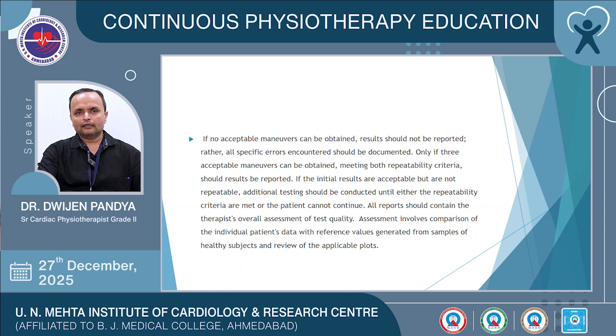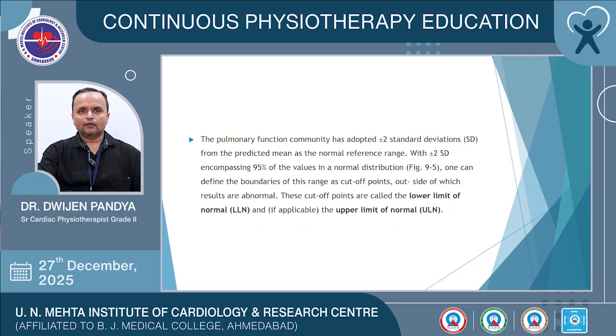All reports should contain the therapist's overall assessment of test quality. Assessment involves comparison of the patient's data with reference values generated from samples of healthy subjects and a review of the applicable plots. The pulmonary function community has adopted plus or minus 2 standard deviations from the predicted mean as the normal reference range, with plus or minus 2 standard deviations encompassing 95% of the values in a normal distribution. One can define the boundaries of this range as cutoff points outside of which the results are abnormal. So these cutoff points are called the lower limit of normal and, if applicable, the upper limit of normal.